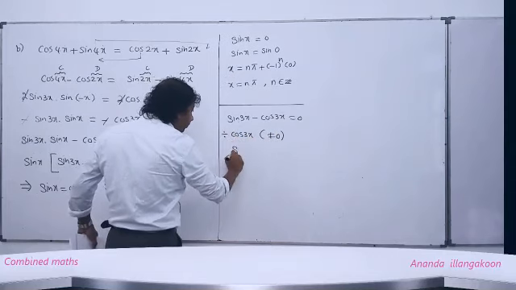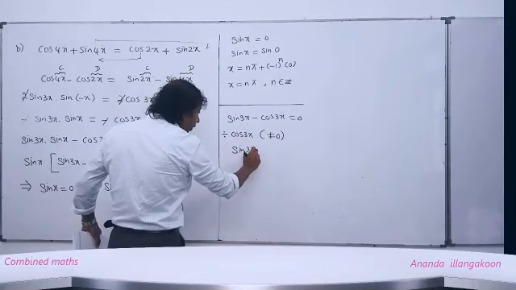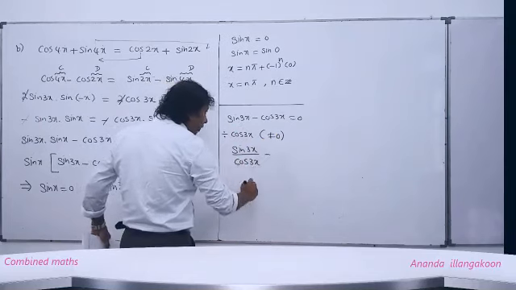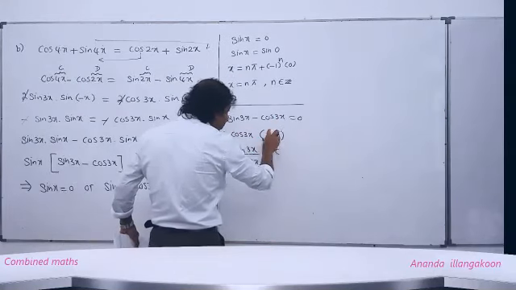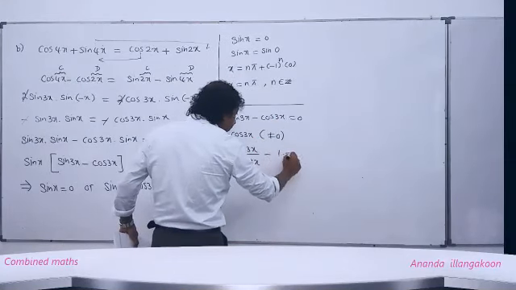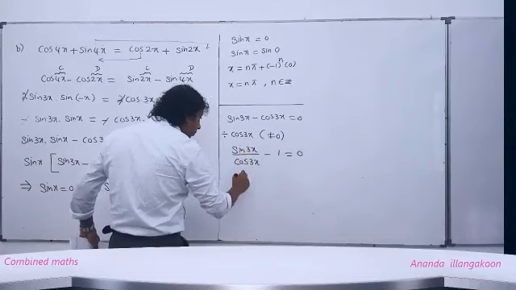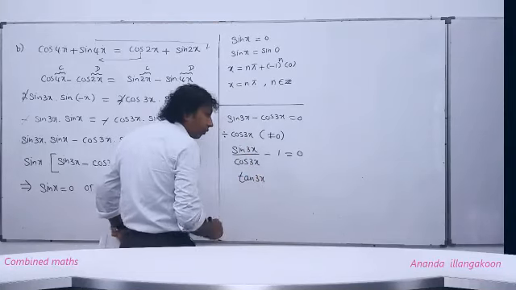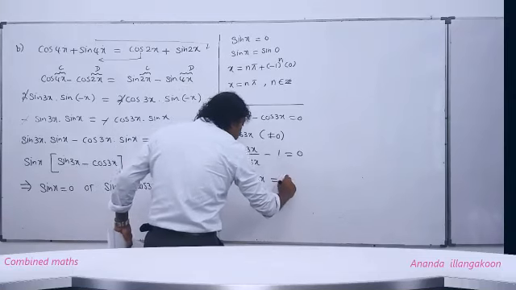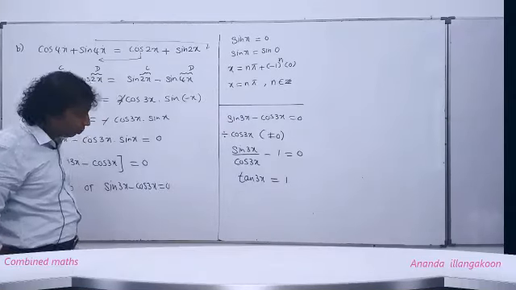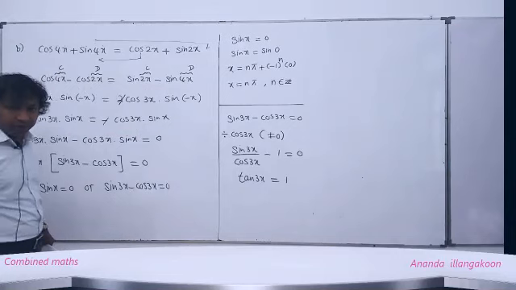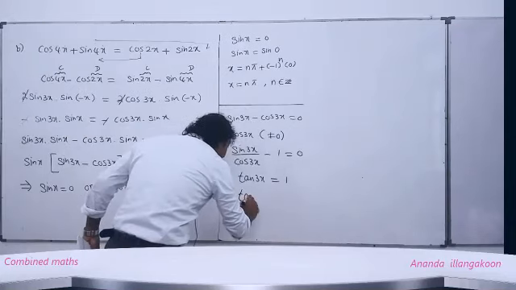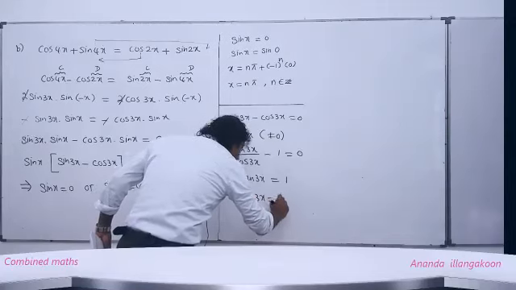Then here, sin 3x divided by cos 3x minus cos 3x divided by cos 3x, this is 1, equals 0. Sin by cos is tan. Tan 3x, bring this one to right hand side, that is plus 1. Then you can write the general solution here, people. This one you can write as tan 45. Tan 3x is equal to tan pi by 4.